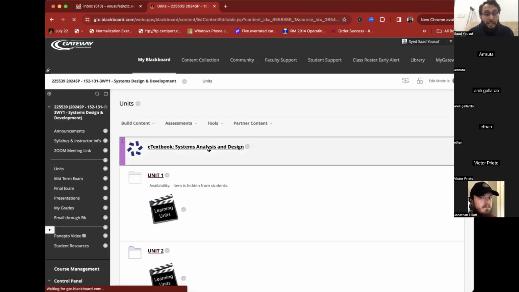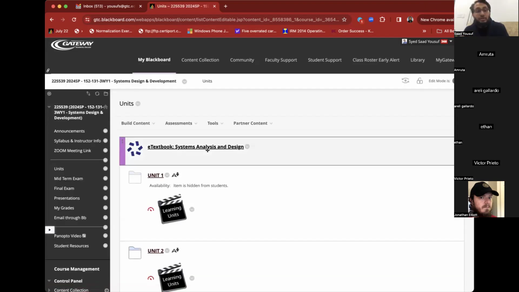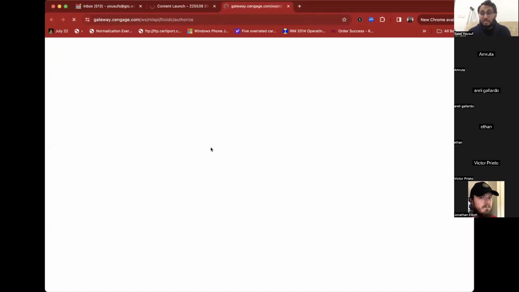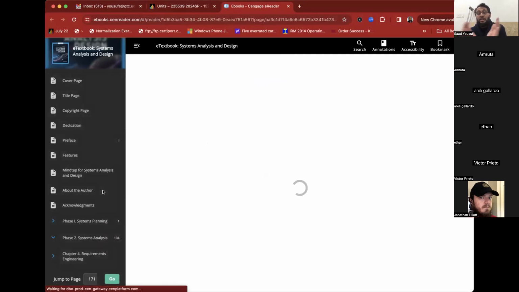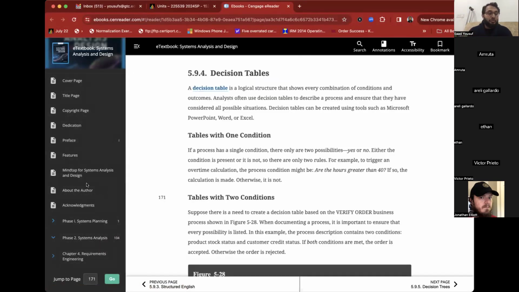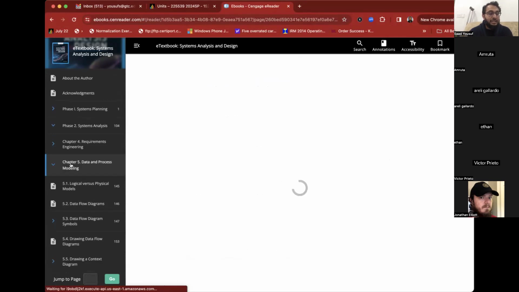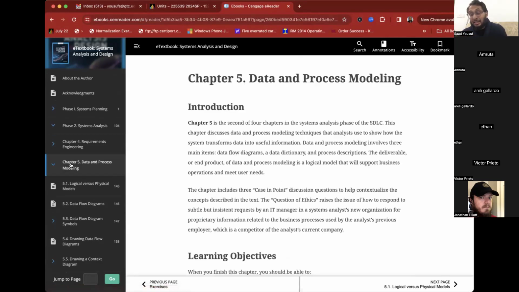So we'll now be moving into our chapter number 5, which is about systems analysis and design, phase number 2, second chapter in this phase. In chapter number 4 that we covered last week, there was a hint to chapter 5, which is about data modeling and process modeling. So there's a lot of diagrams involved in this chapter.